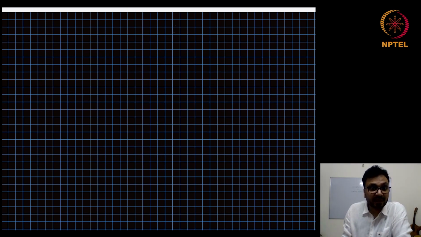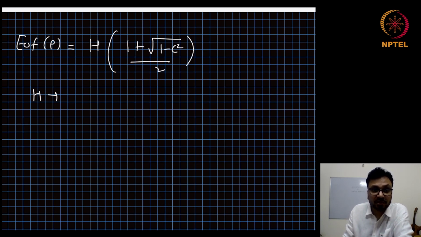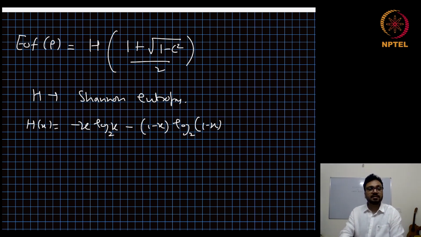Now, this is not the entanglement of formation. The entanglement of formation of rho is defined by the function h of (1 plus square root of 1 minus C square) over 2, where this function h is called the Shannon entropy. It is defined as h of x equals minus x log x minus (1 minus x) log of (1 minus x). Log is always base 2 here. And in that way, we can calculate for a 2-qubit system the entanglement of formation in a closed form.